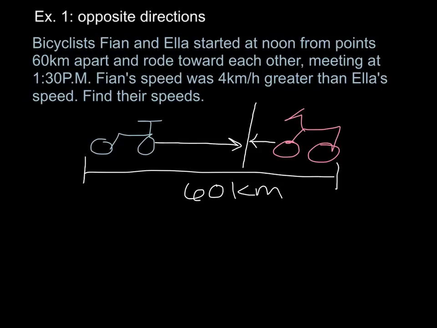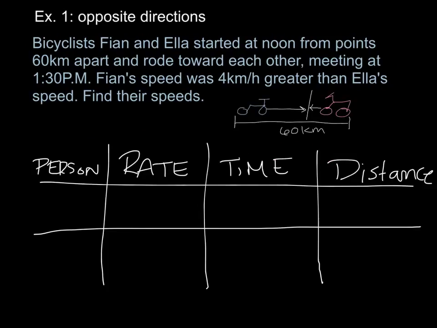Now, let's see, what other information do we have? Fian's speed was 4 kilometers per hour greater than Ella's speed. And we also have time of day. All right, so let's take a moment and gather all of this information in yet another method. For distance, rate, and time problems like this, I'm going to set up this chart.